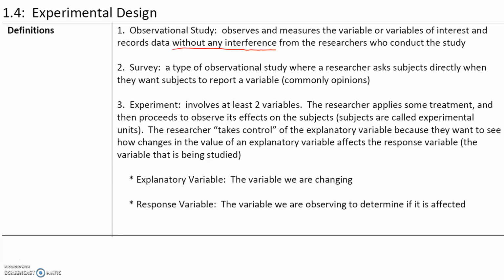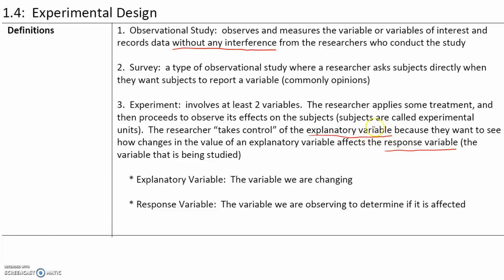A survey is a type of observational study where a researcher asks subjects directly when they want subjects to report a variable. A lot of times these are opinions. An experiment involves at least two variables. The researcher applies some treatment and then proceeds to observe its effect on the subjects. The subjects are called experimental units. The researcher takes control of the explanatory variable because they want to see how the changes in the value of the explanatory variable affects the response variable.